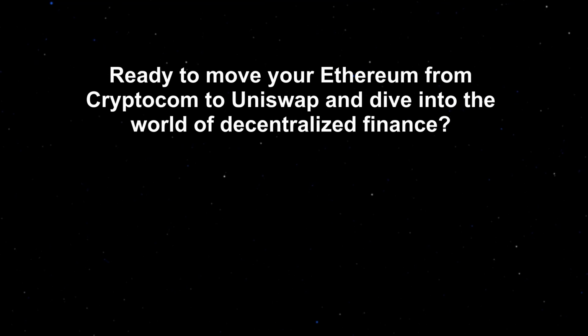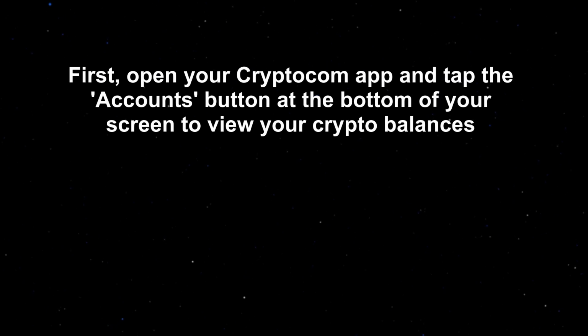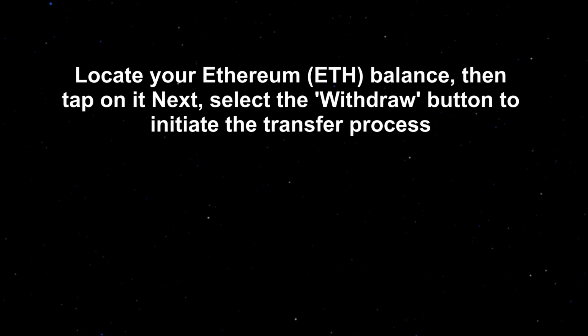Ready to move your Ethereum from Crypto.com to Uniswap and dive into the world of decentralized finance? First, open your Crypto.com app and tap the Accounts button at the bottom of your screen to view your crypto balances. Locate your Ethereum ETH balance, then tap on it next. Select the Withdraw button to initiate the transfer process.